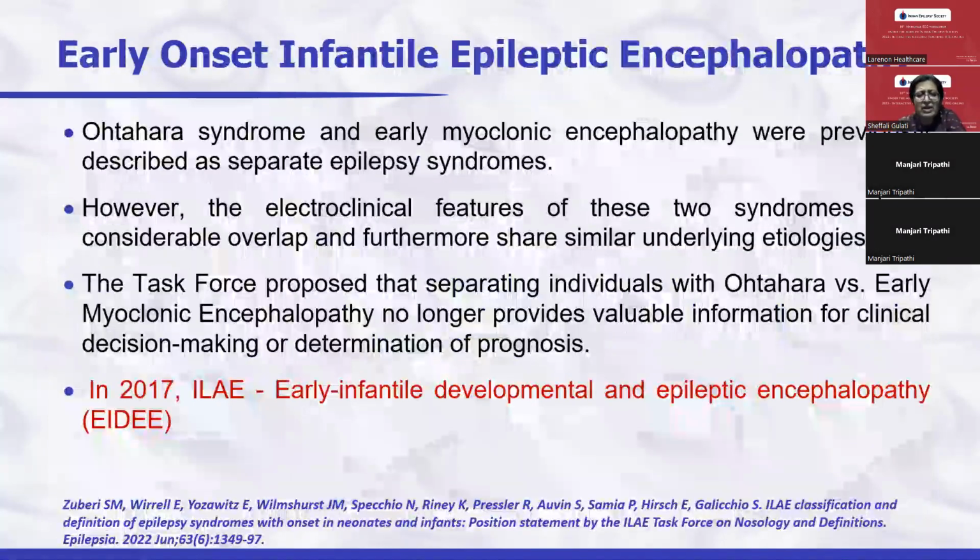But now, in 2017, they have said that these two conditions have a significant overlap. That is why the task force recommended that both of them should come under early infantile developmental and epileptic encephalopathies, EIDEE, since 2017. So because of the similarities, they have been grouped together.